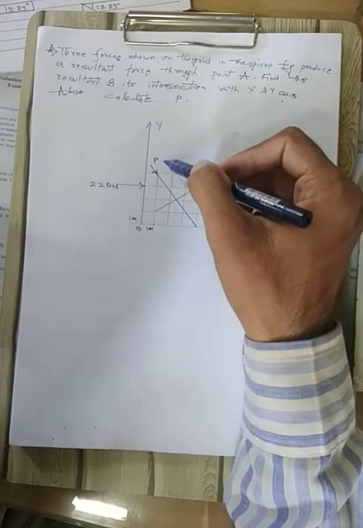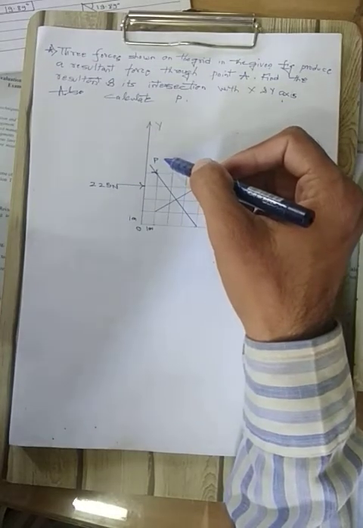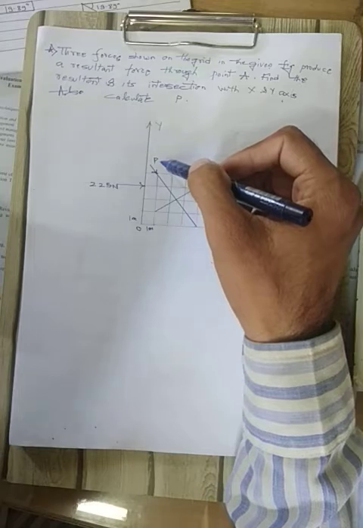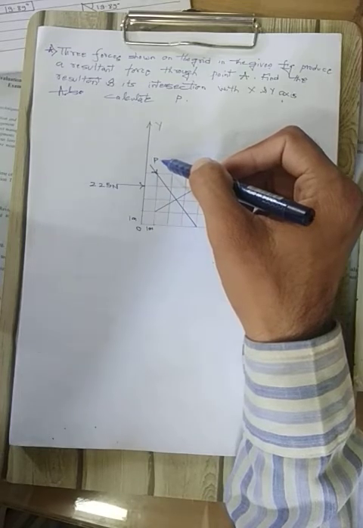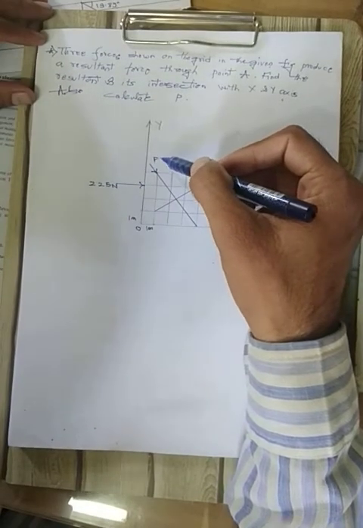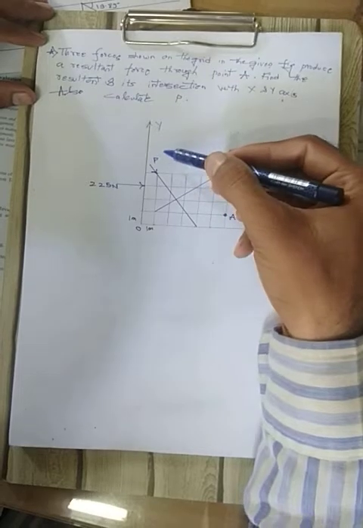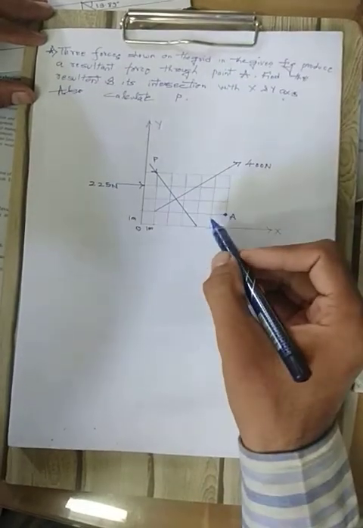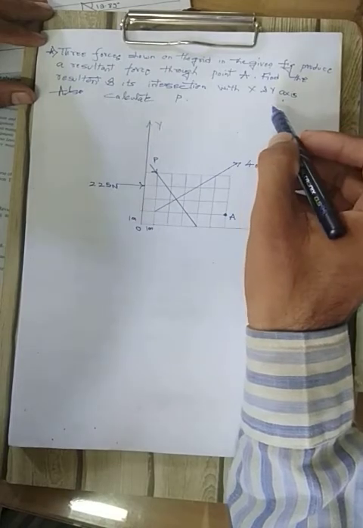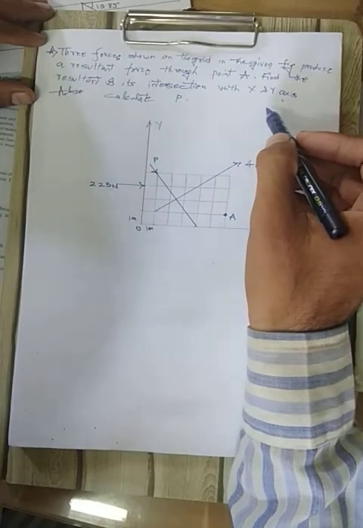Here the unknown force is P. In the previous problem there were no unknown forces, but in this problem there is an unknown force P. So we have to find the unknown force P using some conditions. Depending upon the conditions given, we will find the force P. First we will find the force P, then the resultant, and then the x and y intercepts of that resultant. So step by step we will solve the problem.